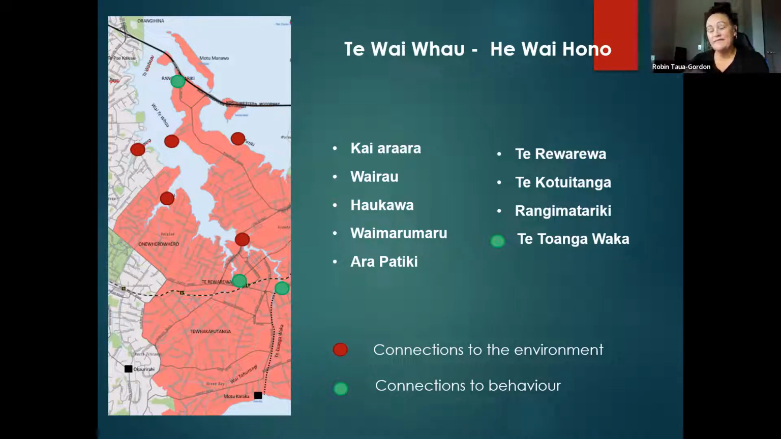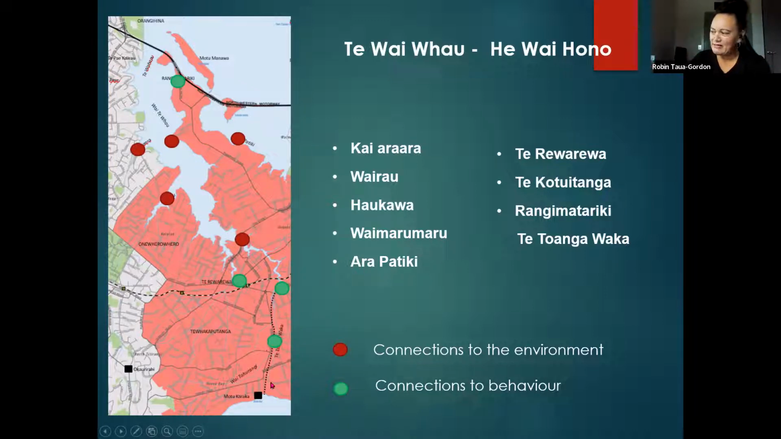Anyway, if you stand there, there's a clear view shaft out to the Matariki constellation. So maybe in a couple of months you can get out there and have a look at that. So that's Rangi Matariki.